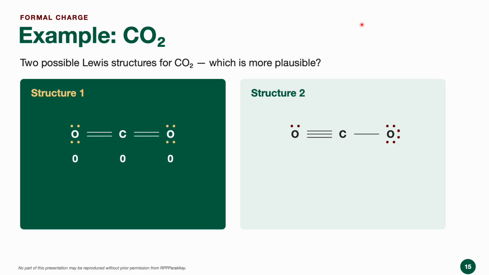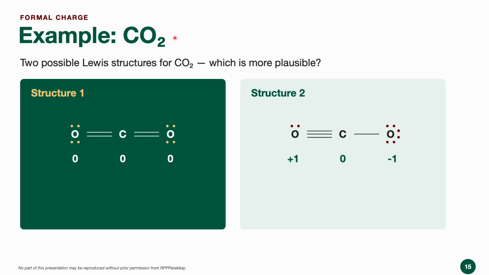And then for structure 2, for carbon here, starting with 4, 4, 3, 2, 1, 0, you also have 0 formal charge. And then for the left oxygen, starting from 6 valence electrons, 6, 5, 4, 3, 2, 1, plus 1. And then for the right oxygen, 6, 5, 4, 3, 2, 1, 0, negative 1.